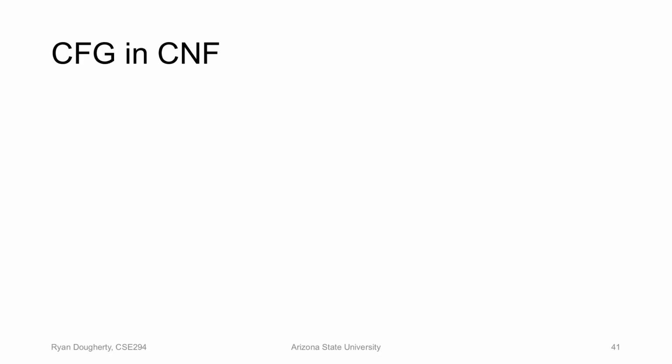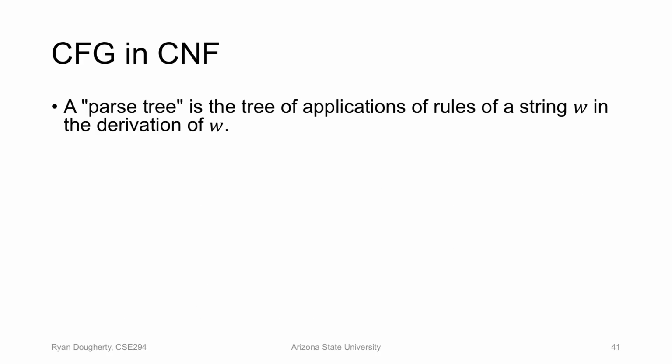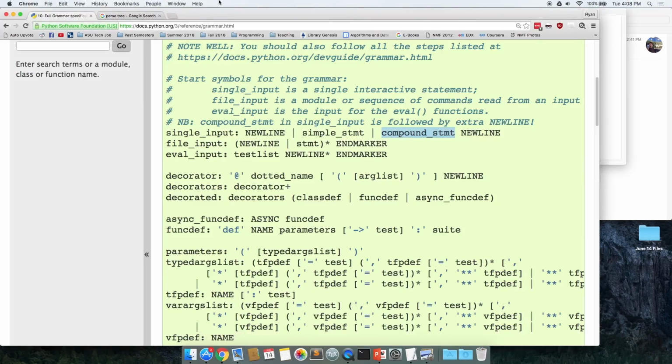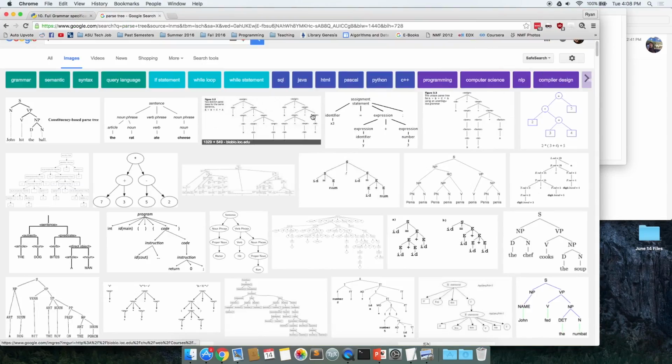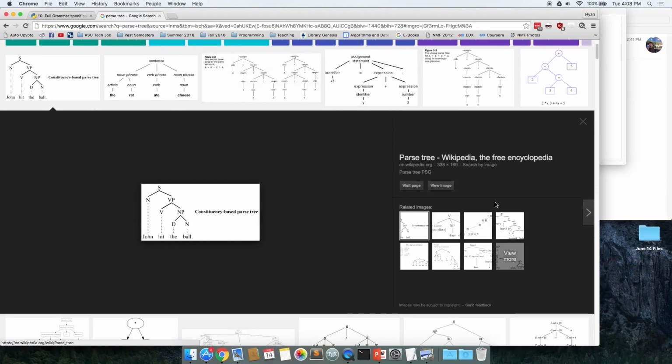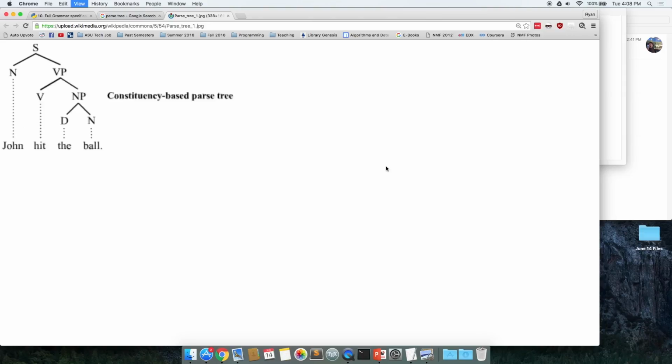Okay. So how many of you have heard of a parse tree? A parse tree is essentially like a certificate of how you derive this string W in the grammar. So I have an example. If you look up parse tree in Google search, maybe that's too small. I'll just make it bigger.